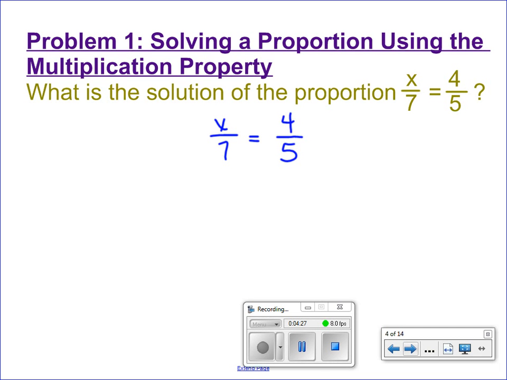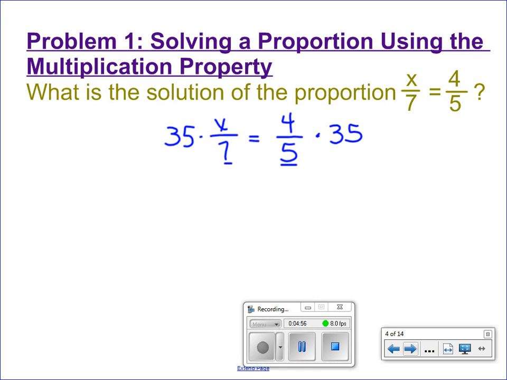All right, I have two fractions. X over 7 is equal to 4 over 5. And when we have two fractions that are equal to each other like this, or two ratios, this is a proportion. Okay, I'm not going to use the cross products property. What I'm going to do is find the least common multiple of 7 and 5, which would be 35. And I'm going to multiply both sides by 35.